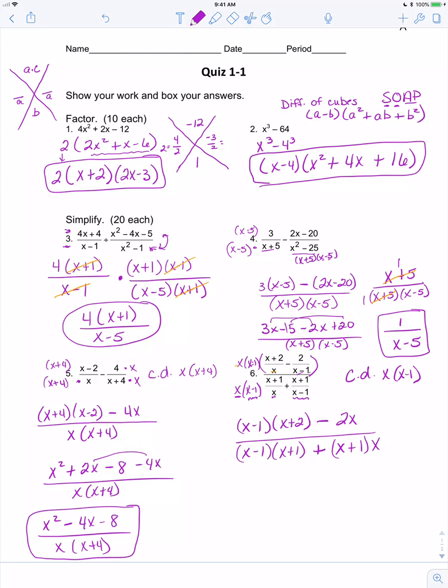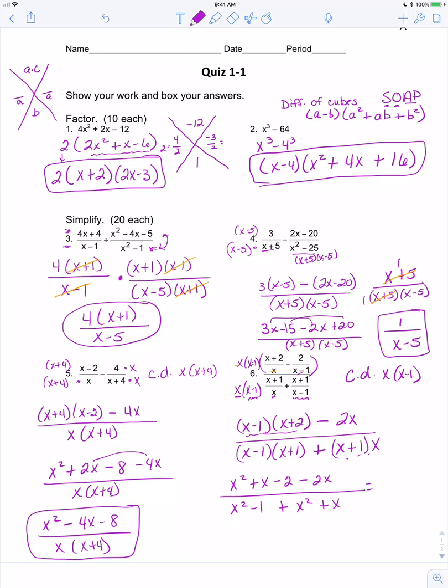Okay, so now let's simplify all this. We're going to multiply out this binomial. We get x squared plus x minus 2 minus the 2x all over. That's the difference of two squares there. So we have x squared minus 1 plus an x squared plus an x. Okay, that was multiplying this part out.